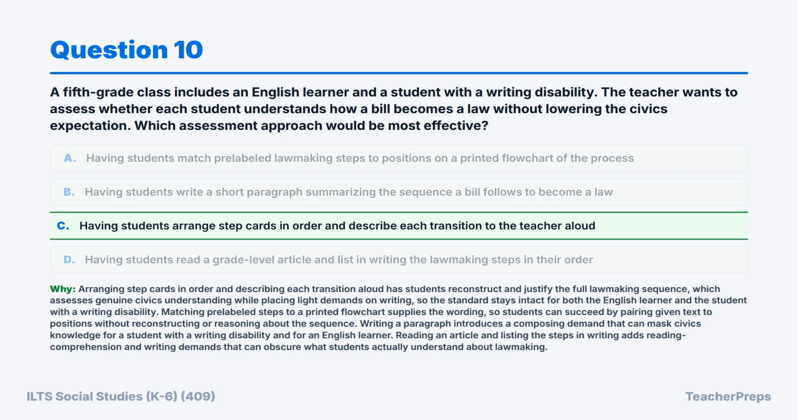Matching pre-labeled steps to a printed flowchart supplies the wording, so students can succeed by pairing given text to positions without reconstructing or reasoning about the sequence. Writing a paragraph introduces a composing demand that can mask civics knowledge for a student with a writing disability and for an English learner. Reading an article and listing the steps in writing adds reading comprehension and writing demands that can obscure what students actually understand about lawmaking.